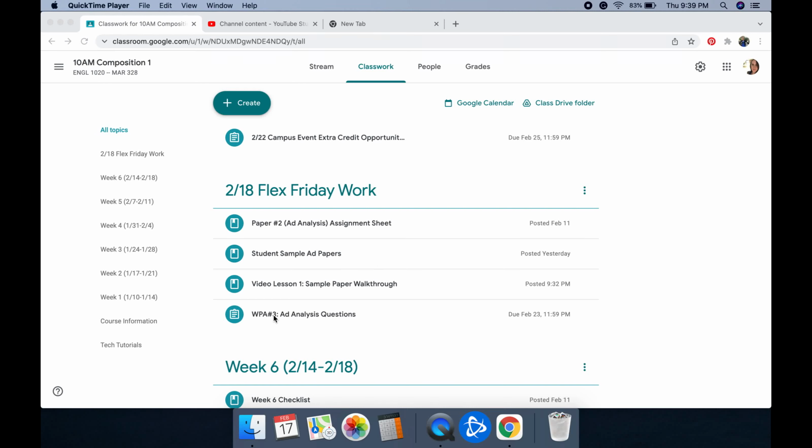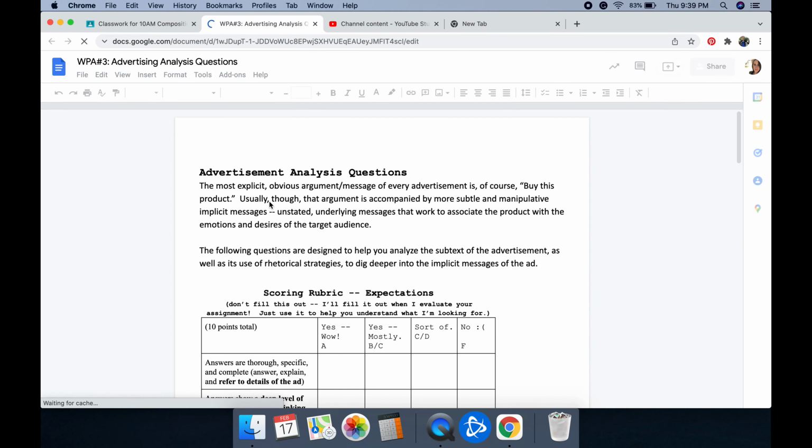To you a little bit about the ad analysis questions. And just a reminder, your screen may not look exactly like this, but it's the basic concept. We're looking for the ad analysis questions assignment. So let's take a look at this assignment here. It's time to get started on it.